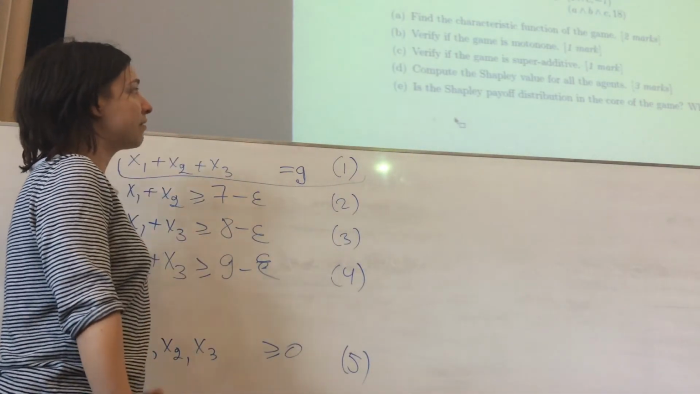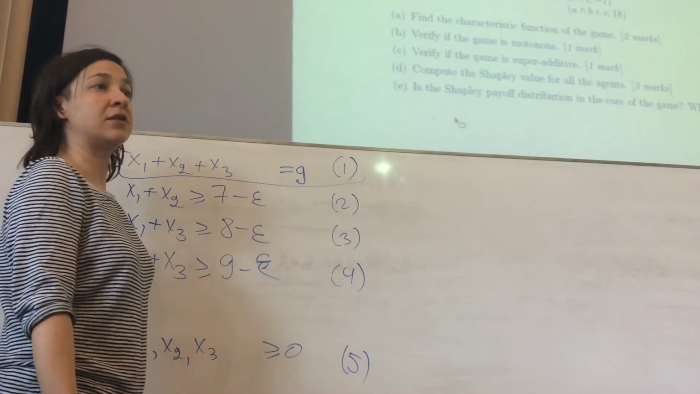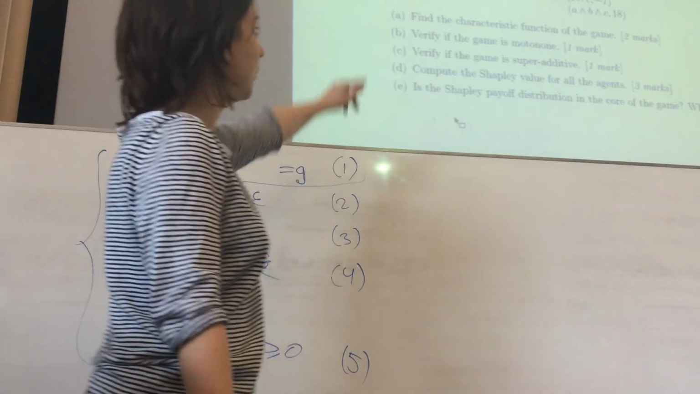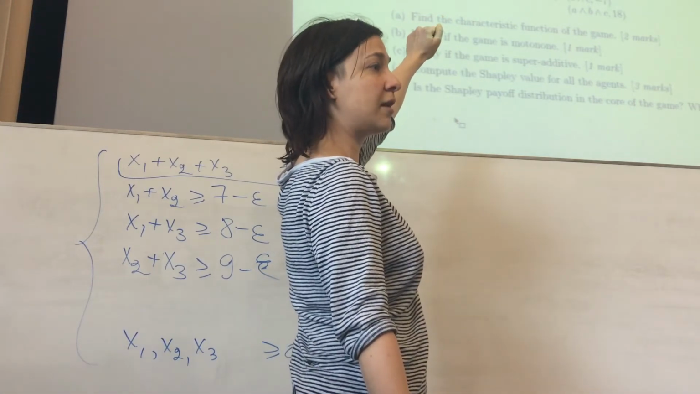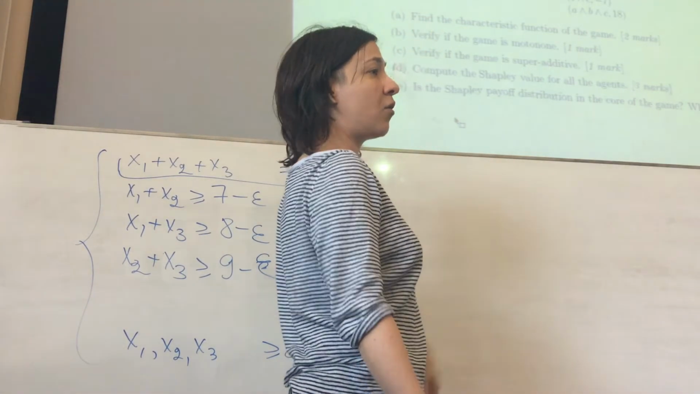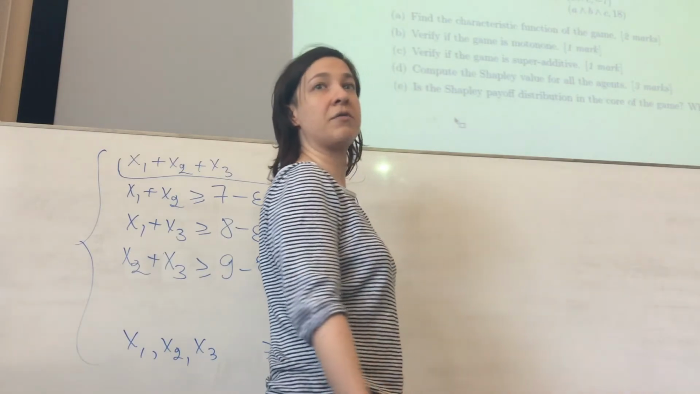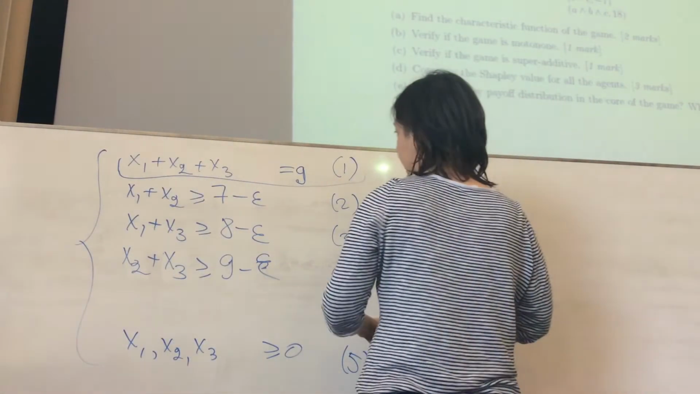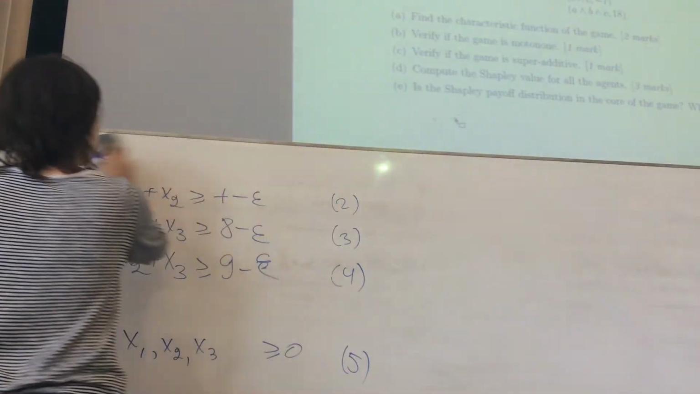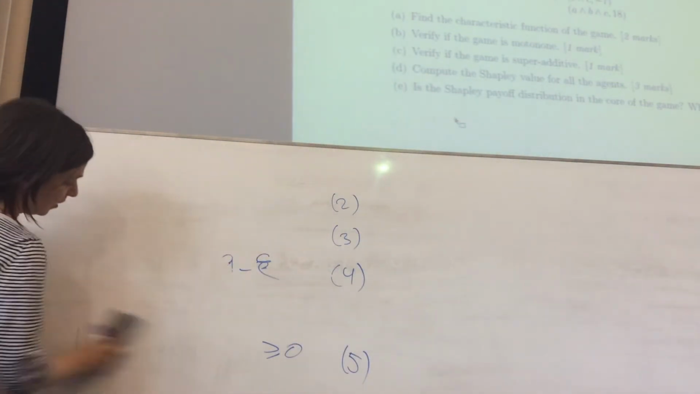C, to verify that the game is superadditive. It is not. The counterexample is the value of A is 5, the value of B is 7, but the value of the pair is also 7. So the sum of the values of the singletons is greater than the value of the superset, so the game is not superadditive.